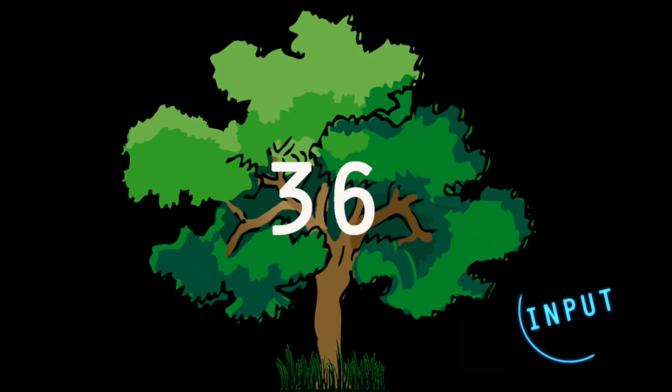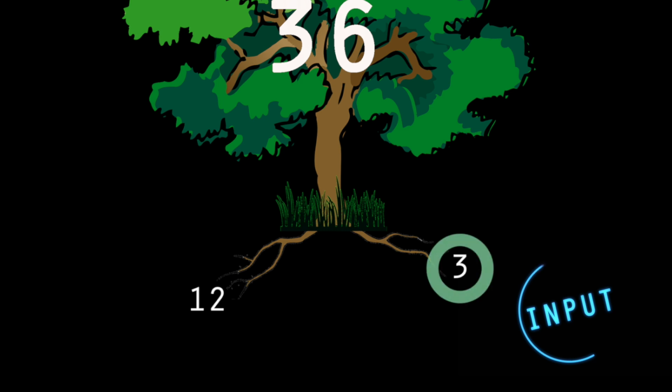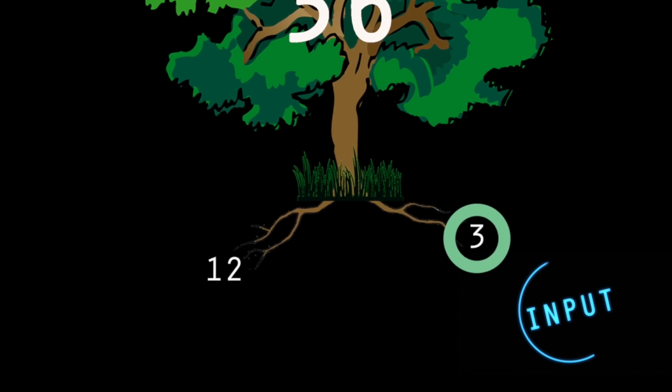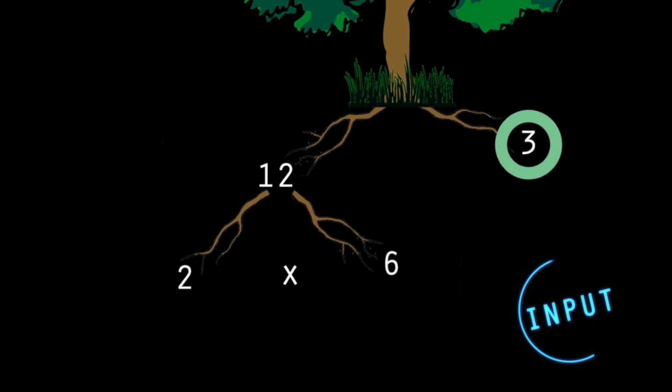36 is our tree, and for the first roots we need to find two numbers that multiply together to make it. There are lots of options, but I'm going to choose 12 and 3. At this point we look at these numbers and figure out if either are prime. 3 is, and you can use your grid from M004 if you need to, so we circle it. 12 is not, so now we need to find two numbers that multiply together to make that. I pick 2 and 6.